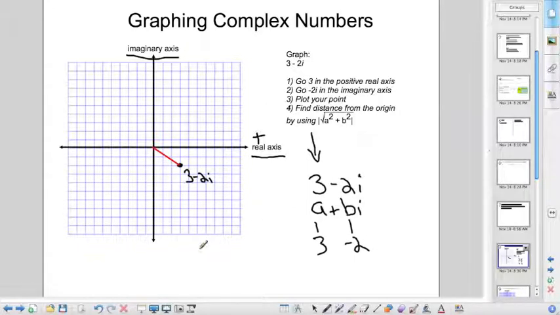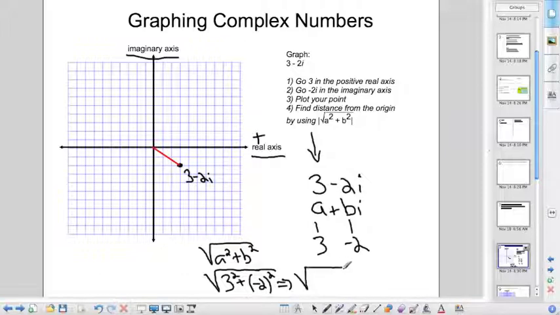Using the formula of square root a squared plus b squared, we substitute in and get square root 3 squared plus negative 2 squared, which simplifies down to the square root of 9 plus 4, which simplifies down to the square root of 13. So the red line measurement is square root 13.